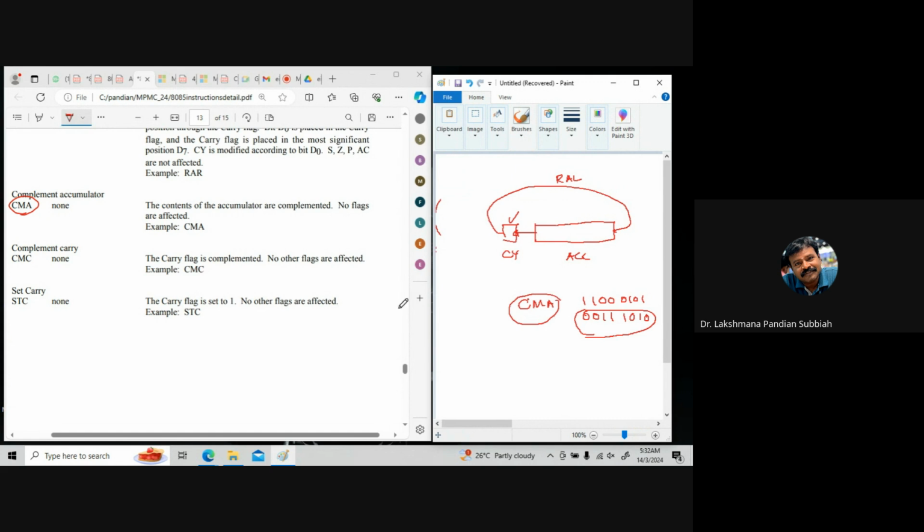Next one is CMC, complement only the carry flag, right? So for carry flag complement, if carry is already 1, it will convert it into 0. If carry is 0, it is converted into 1. So that is complement carry. Next one, set carry. Whatever the carry currently is, either 0 or 1, it will set that one as 1. If it is 1, it is retained, and if 0, it will convert it into 1. So that is set carry.